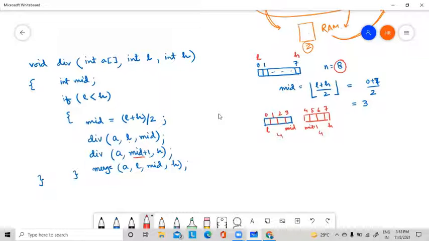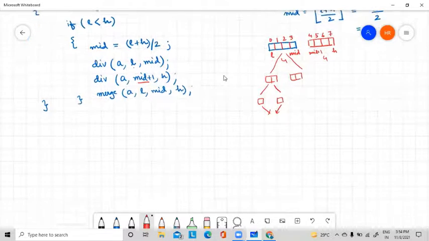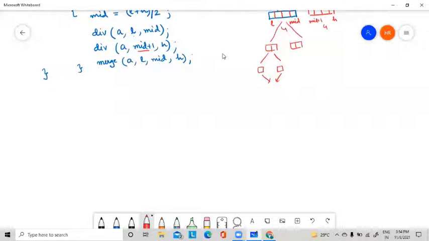Again in this part I will perform the same division operation. It will be divided into 2 and 2 elements. Again it will be divided into 1 and 1 element, correct? Then these two will be merged. So this is the actual merge sort. I have to perform the division, and then I have to perform the merging. Now let us try to understand the merge function. That is very important. First I will show how to perform the merge function.